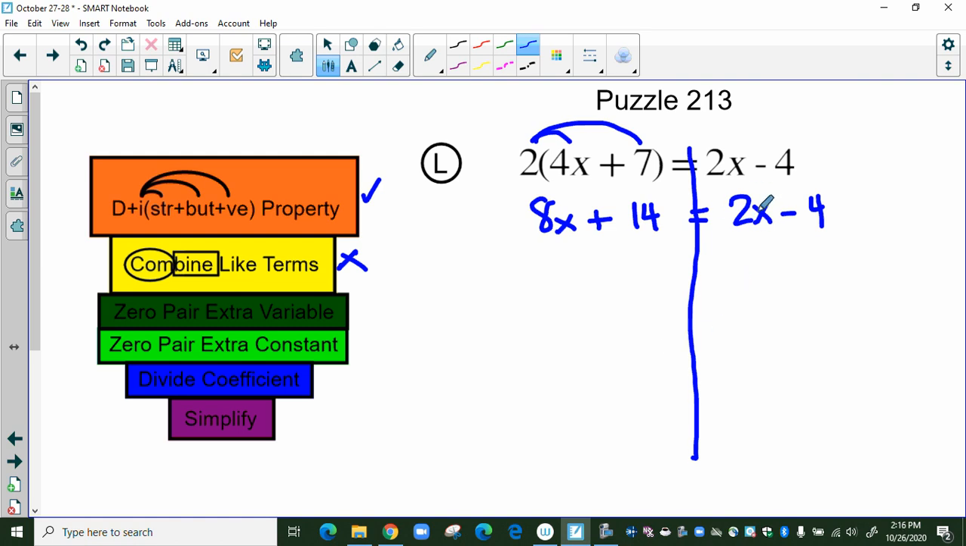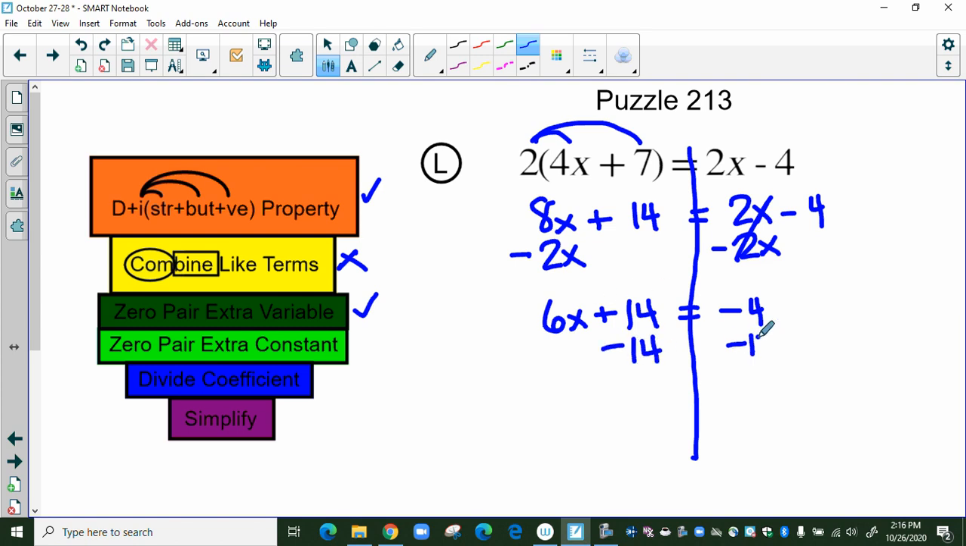I'm going to choose the smaller one, which is the 2x, and since it's positive, I'm going to subtract it. On the other side, I'm going to write minus 2x, not minus 2, minus 2x. 8x minus 2x is 6x. Bring down the plus 14, bring down the negative 4. Extra variable is now gone. Zero pair my extra constant. I have a plus 14 here. I'm going to do a minus 14. 6x equals negative 18. And then I'm going to divide by 6.